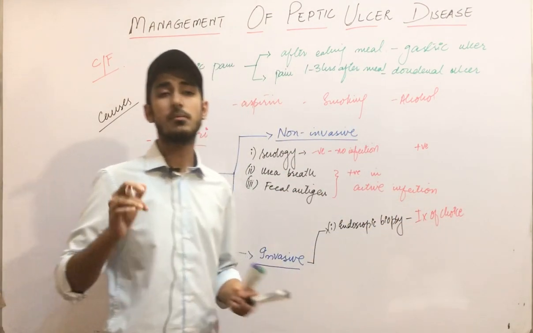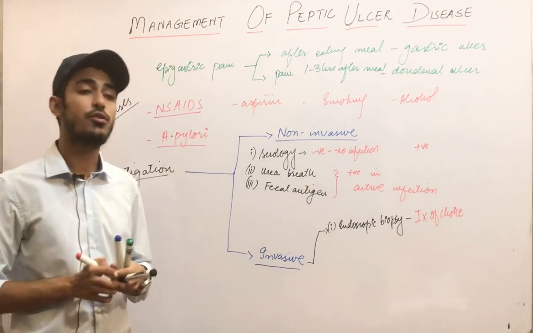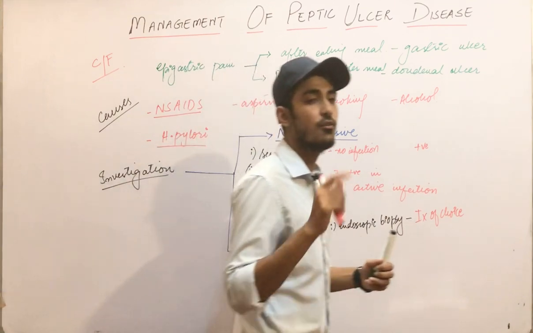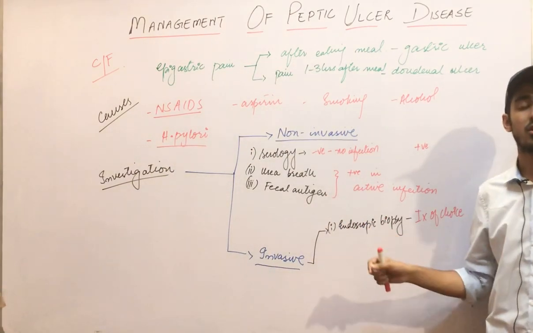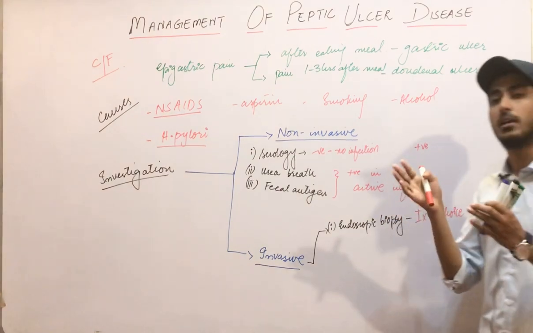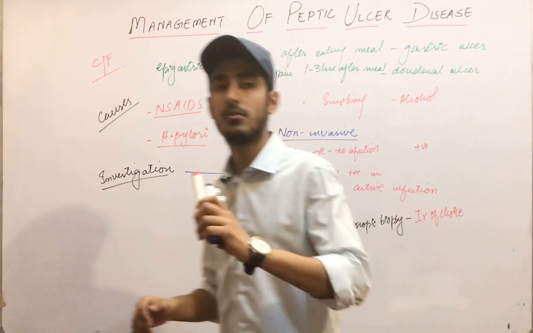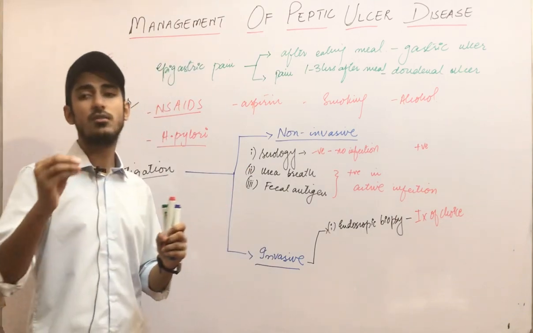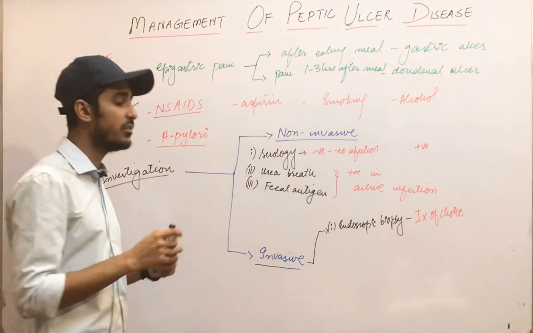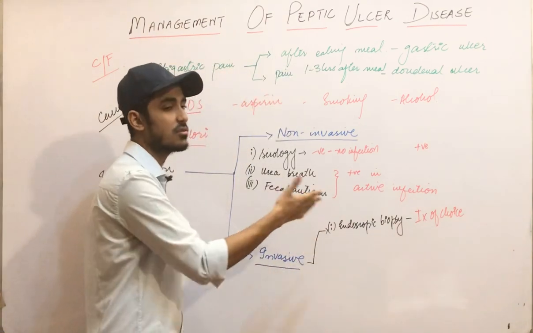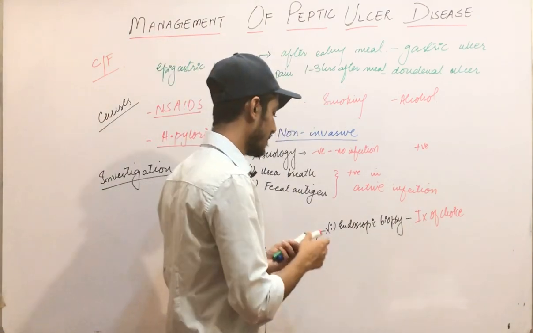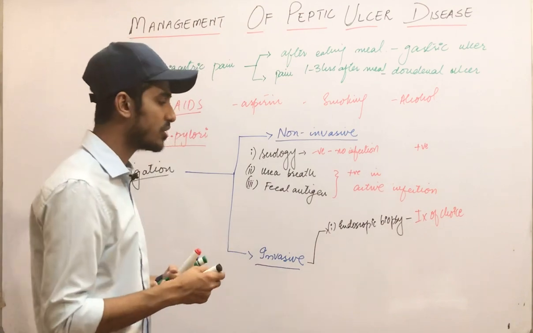And this endoscopic biopsy is very necessary to perform in every patient of PUD. Why is it necessary in every patient? Because it is to rule out malignancy. Endoscopic biopsy is done and this will rule out the malignancy. If malignancy is present, it will be seen in the endoscopic biopsy. That's why it is also the investigation of choice. So you have done the endoscopic biopsy.